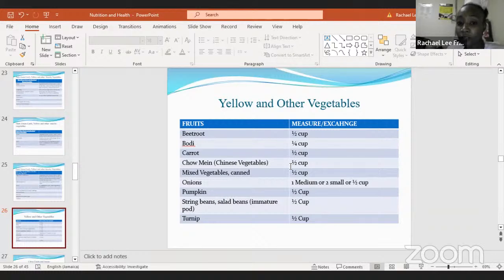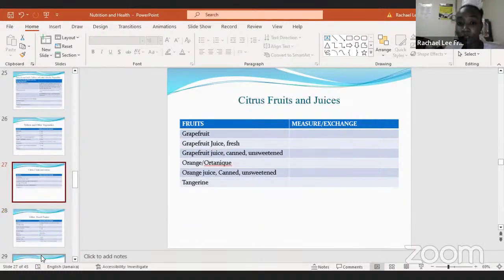And you have your onion, and we know onion is a good source of antioxidants as well. Those help to prevent cancer cells as well. And you have your pumpkin, a half cup, your string beans, a half cup, and your turnip. Turnip as well does have some amount of starch. That is why, if you notice, they're telling you the measures here, they didn't say 1 cup, they said half cup, because even though these are fruits, they still have some amount of starch and other additives to it.